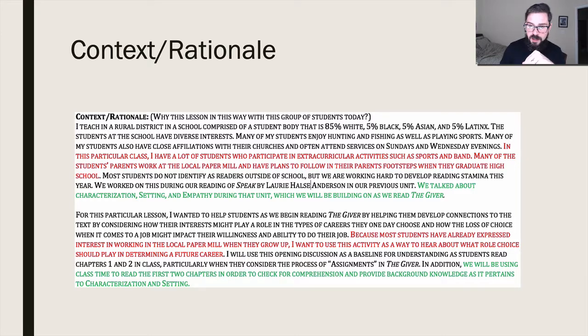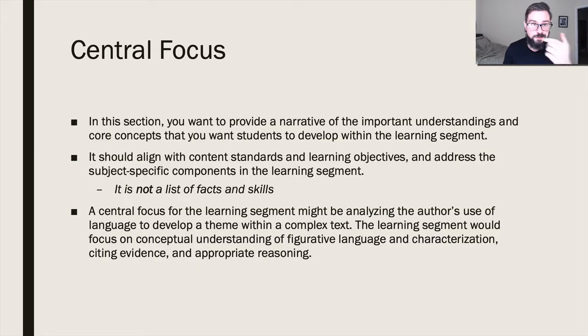In addition, we will be using class time to read the first 2 chapters of The Giver in order to check for comprehension and provide background knowledge as it pertains to characterization and setting. So again, characterization and setting is here in the context and rationale, and then characterization and setting is down here as well. It's in the context up here and the rationale down here. And this notion of empathy, I think, also comes into play when we talk about the connections that students will make with Jonas and the other characters in The Giver, and this notion of not getting a choice in your career.